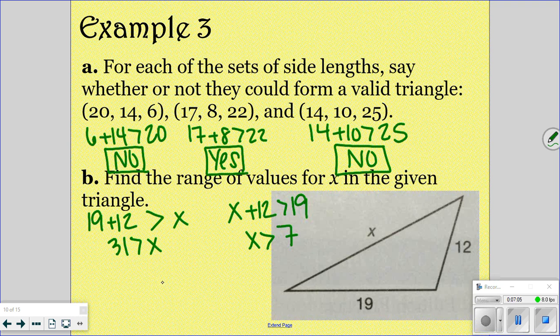So when we put that in one inequality, 7 is less than x is less than 31. And so that would be the range of values there, because we don't know. X could be the biggest side, or it could be the smallest side, or something in between. We're not really sure.